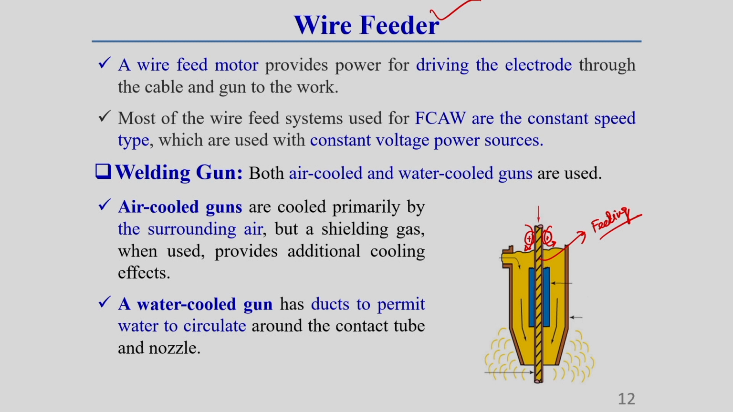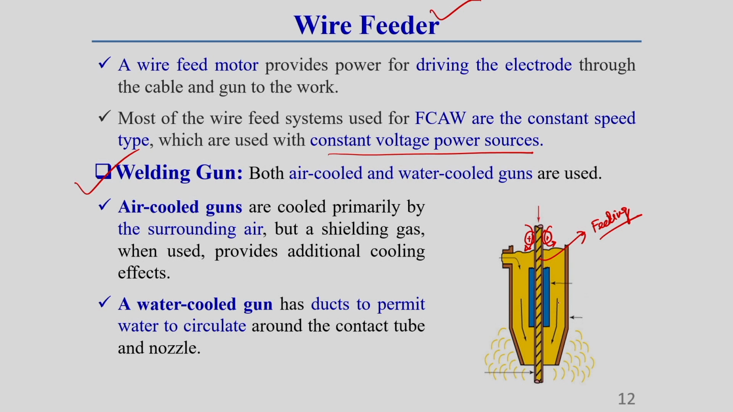So, most of the wire feed systems used in flux core arc welding are the constant speed type, which are used with a constant voltage power source. Keep these things in mind. Now, this is the welding gun, which I have shown in the welding setup.